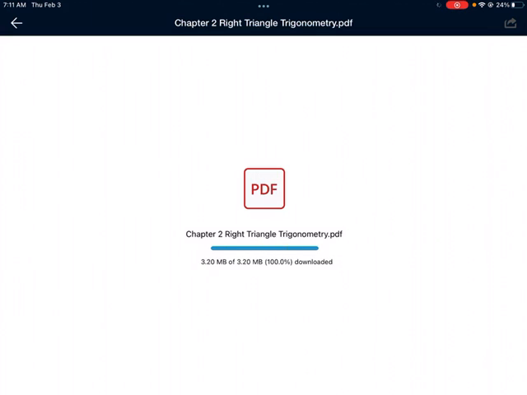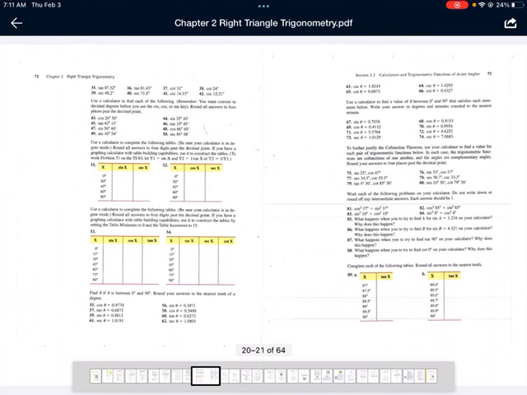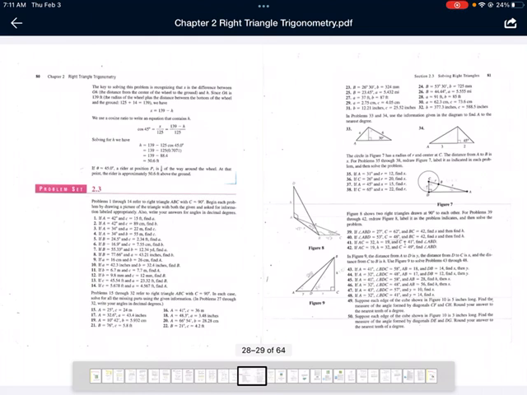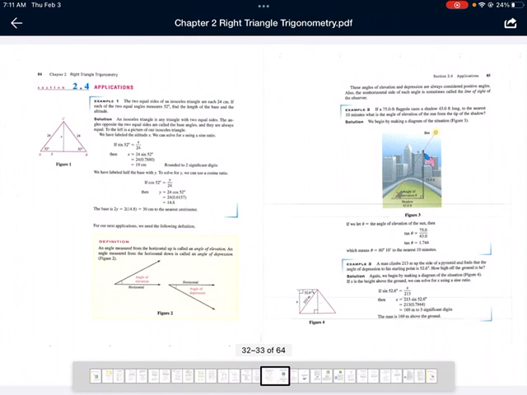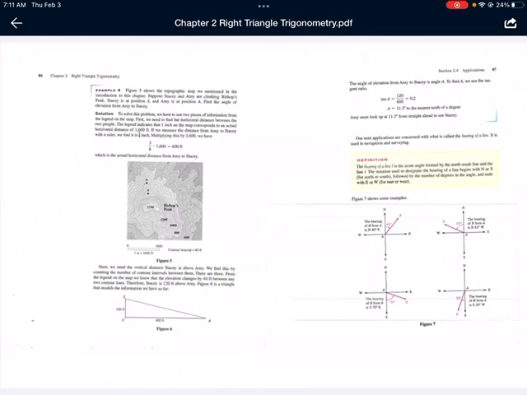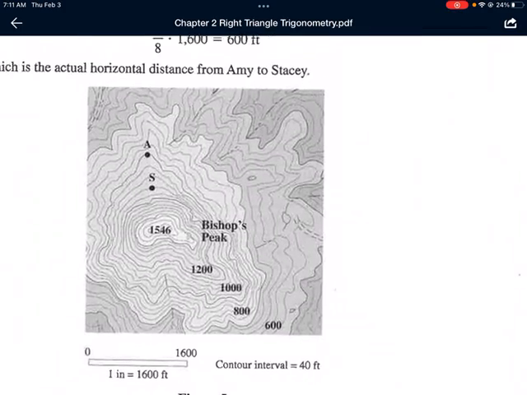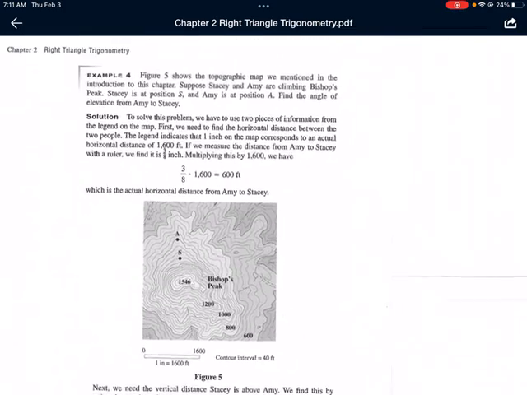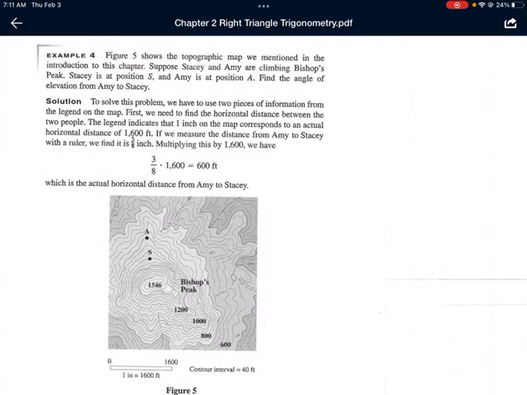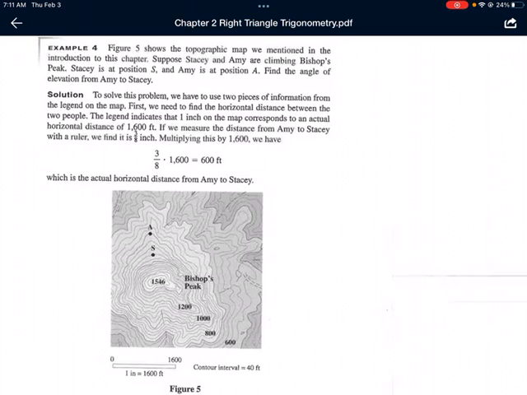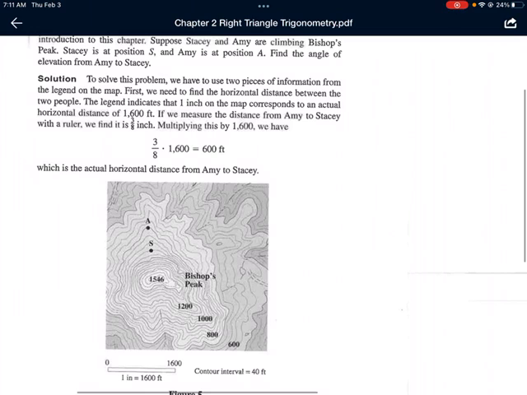Alright, so we're in section 2.4. Alright, so this is the map that we are talking about here. So, for this, it shows the topographical map we mentioned in the introduction to this chapter. So we kind of skipped that part. But for this, suppose Stacy and Amy are climbing Bishop's Peak. Stacy is at position S, and Amy is at position A. And they want us to find the angle of elevation from Amy to Stacy.